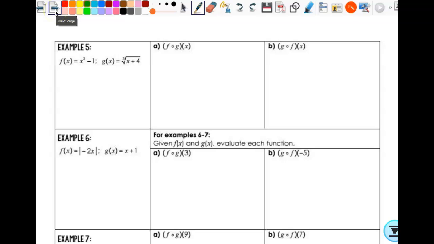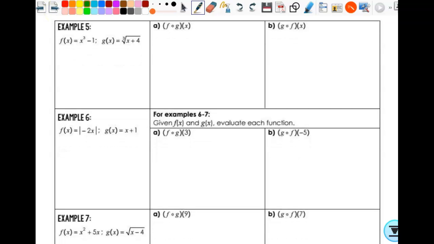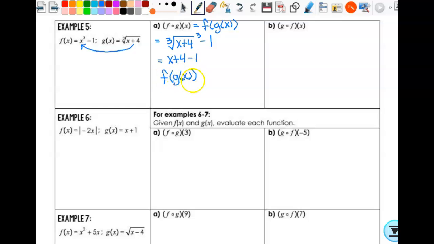Okay, example 5. Here we go. F of g of x. So I'm taking this and substituting it in here. So I'm going to have the cube root of x plus 4 cubed minus 1. What's the cube root of x plus 4 cubed? X plus 4. So this is equal to x plus 4 minus 1. So f of g of x is equal to x plus 3.